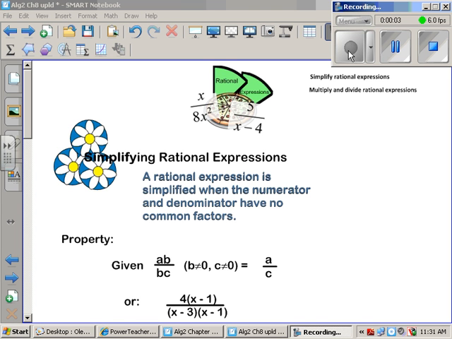Now that we're going to move away from graphing, we're going to talk about just the expressions themselves, not graphing them, but just multiplying, dividing them, adding them, subtracting them. Today we're basically going to focus on simplifying them, multiplying them, and dividing them.